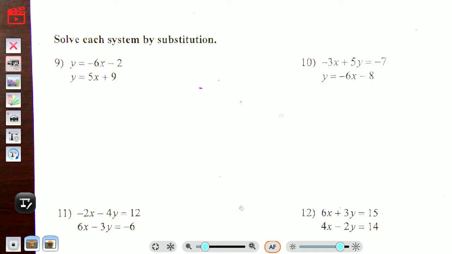We have gone over elimination, we have gone over graphing, and then in this part we're going to be doing substitution. Again, warning, if I make a mistake, it's okay. I'm human. Just let me know.